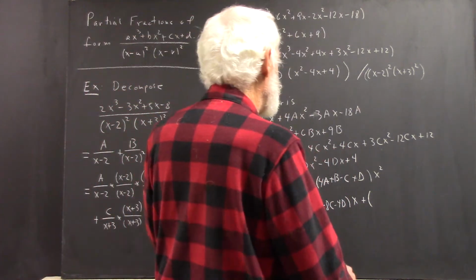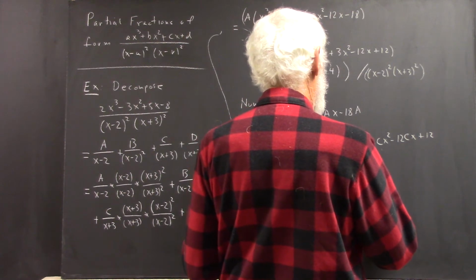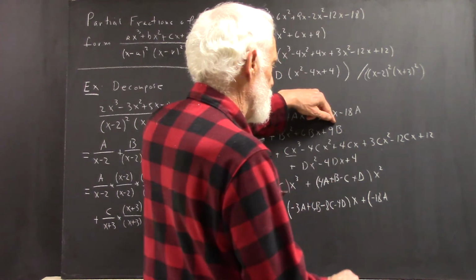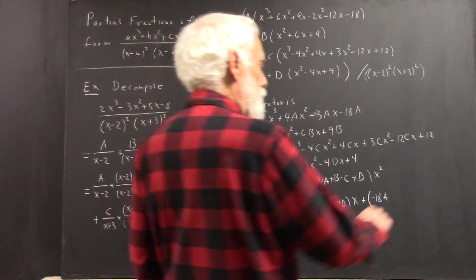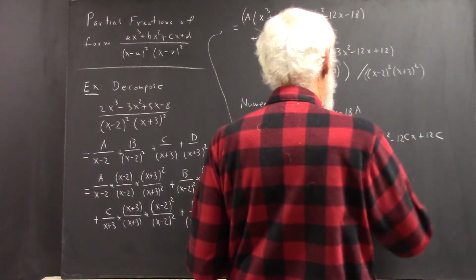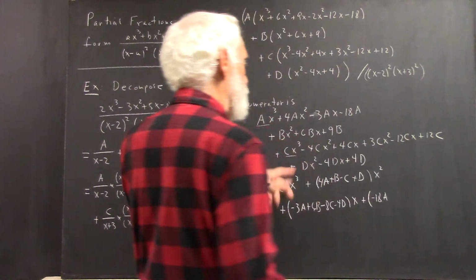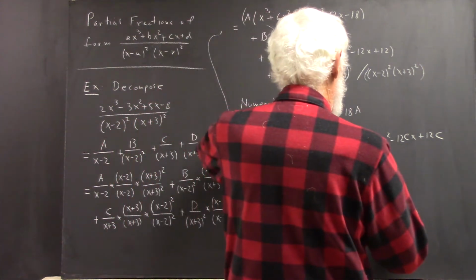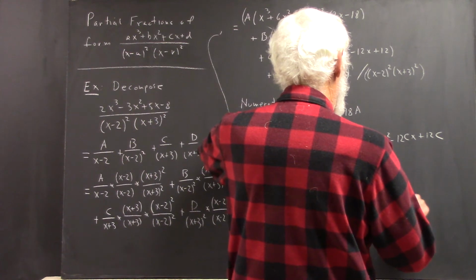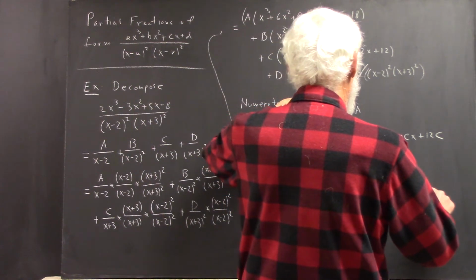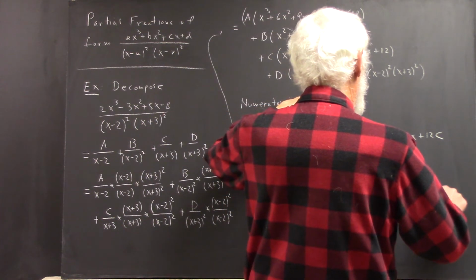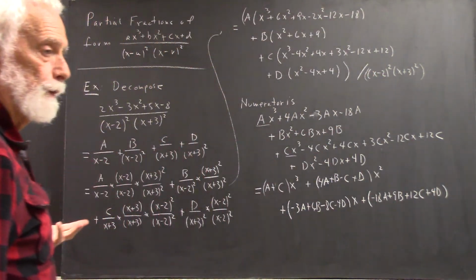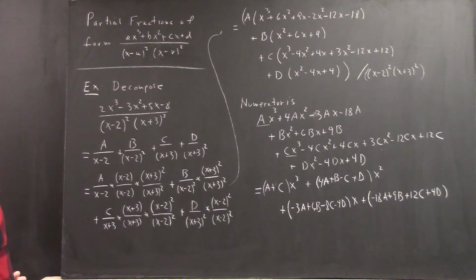We're going to have -18a and a plus 9b. And I got tired of writing my letters out here. I need a c here and a d here for obvious reason. Again, I'm going to have a 9b plus 12c plus 4d. And that's going to give us 4 simultaneous equations and 4 unknowns.